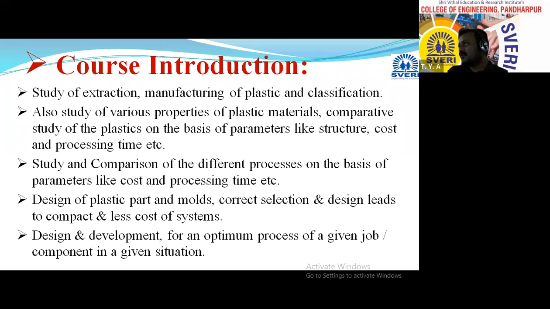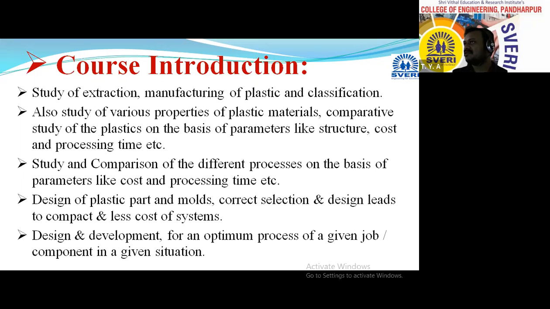Okay. Suppose in the classification part, two types of plastics are there, thermoplastics and thermosetting plastics. That will be discussed in your first chapter itself. Then in the second part, we are going to discuss the various properties of plastic material, and we are going to compare them by considering different parameters like their structure, their processing cost, and processing time.